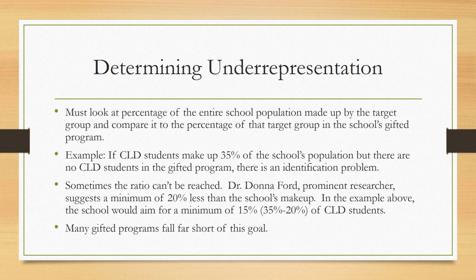Sometimes that ratio can't be reached. Dr. Donna Ford, a prominent researcher, and you'll read one of her articles this week, or I'm sorry, you'll view a video of her this week, suggests a minimum of 20% less than the school's makeup. So, for example, in the example above, the school would aim for a minimum of 15% of CLD students. If there are 35% in the school's population, subtract 20% and you get 15%. But regardless, there should be some CLD students in the gifted program.